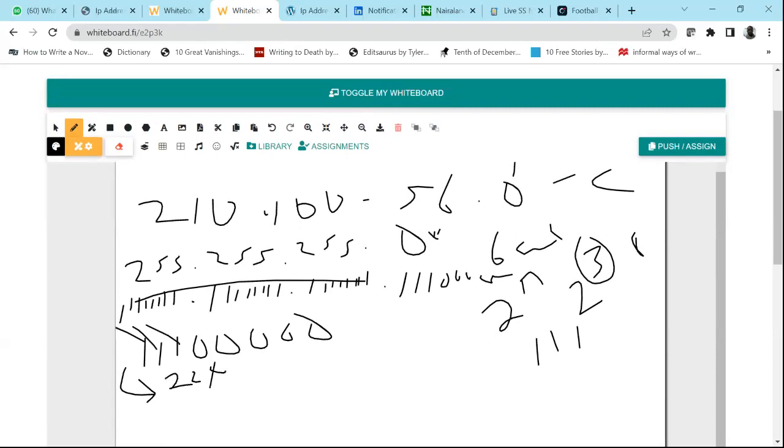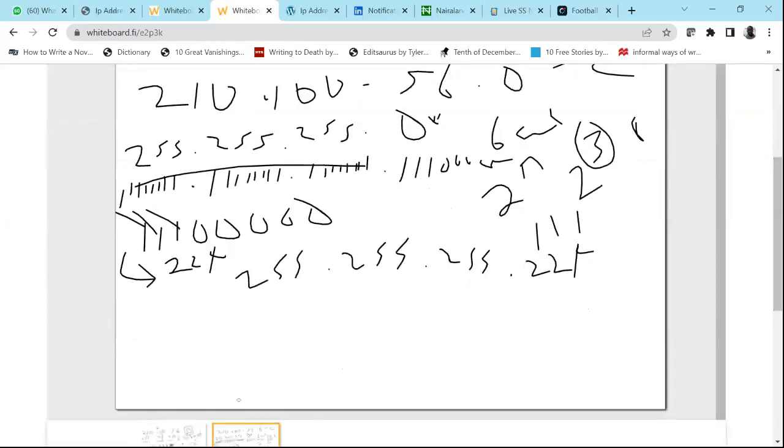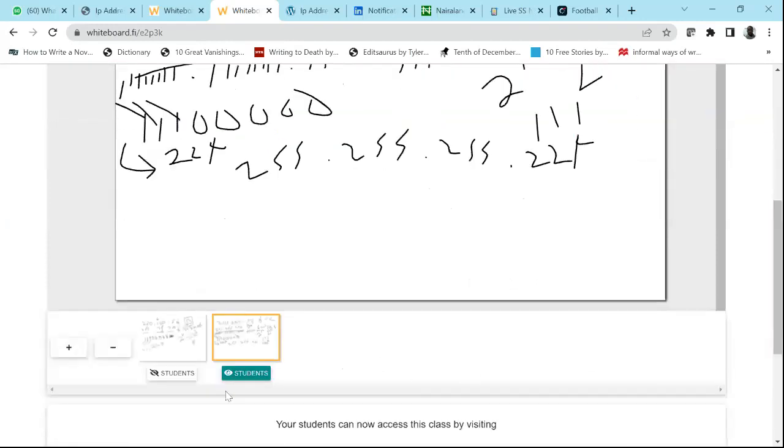As the last octet. So that means our subnet now is no longer 255.255.255.0. Our subnet will now be 255.255.255.224. Exactly. So let's go to another page.